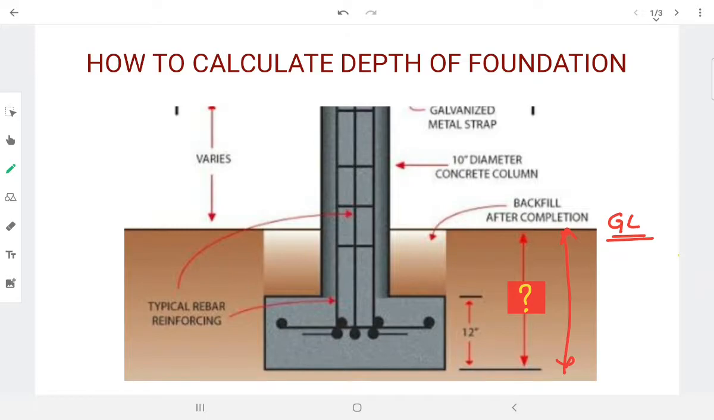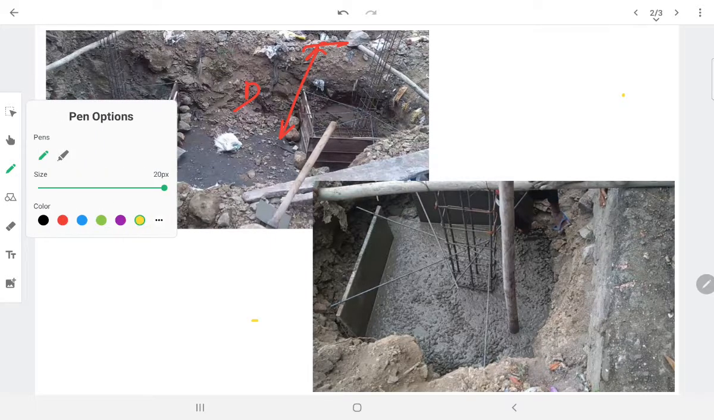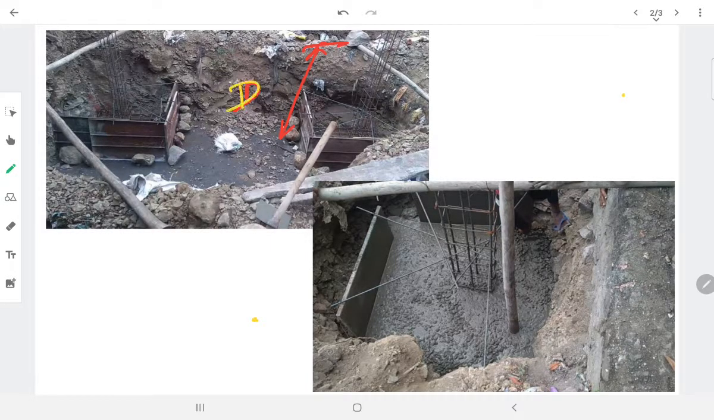We have the equation for that. Here I'll give a live example. In the figure, this is the question mark: what should be the depth of foundation? Here you can see the actual foundation, where the ground level is here and the foundation is at a certain depth. This is the natural ground level, and this is the depth of excavation, or depth of foundation level.